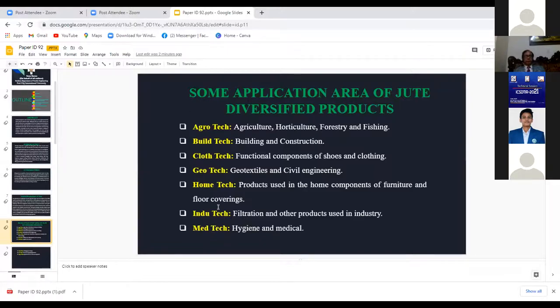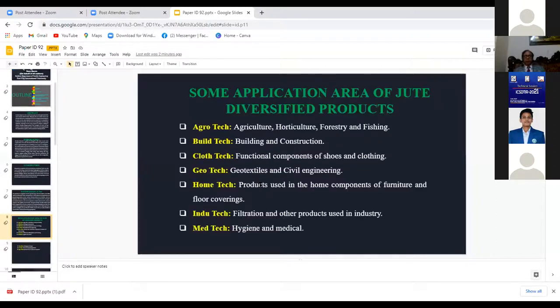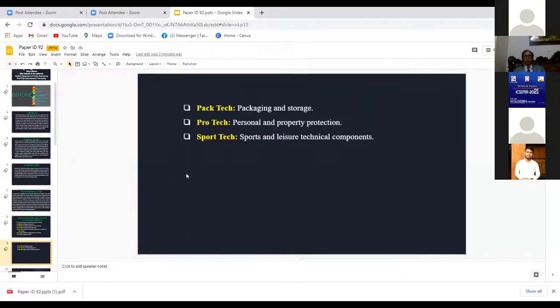Clothtech. Functional components of shoes and clothing. Geotech is used in foundation soil, rock, earth, and other geotechnical engineering related materials. It can be used for roads, airfields, railways, river erosion problems, etc. Medtech. Surgical clothing, gowns, caps, masks, and bedding, blankets, pillows, covers. And Packtech, packaging and storage. Protech, personal and property protection. Sportstech, sports and leisure technical components.